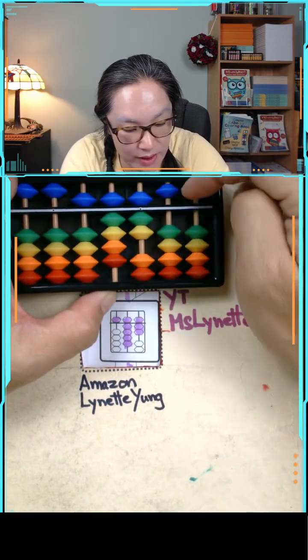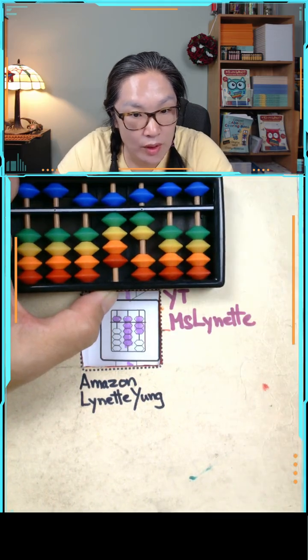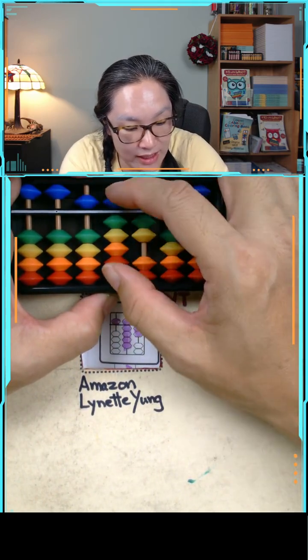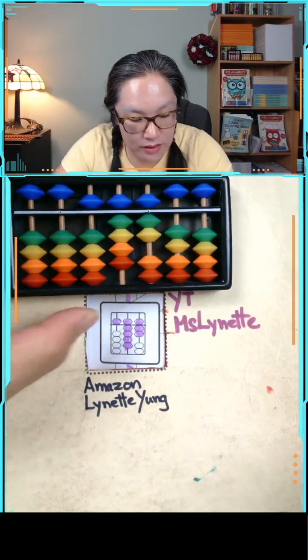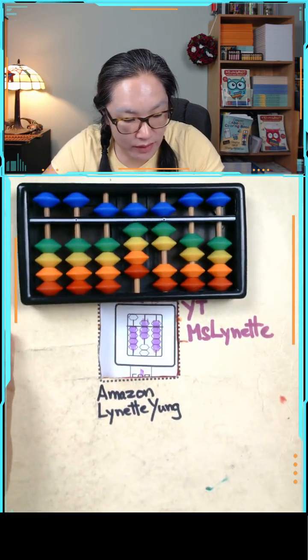So every time the beads are touching this horizontal bar, thank you, Sean, this is what's considered counted. So we have 597. That's what that looks like. And then we have our next number.